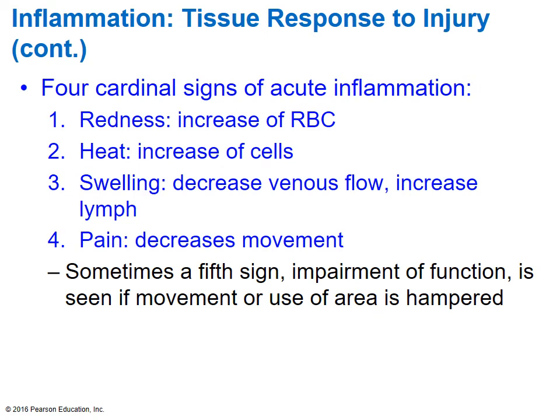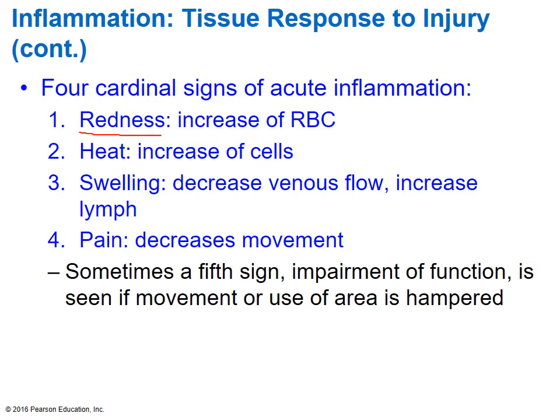There are 4 cardinal signs of acute inflammation. These are the signs that will always make an appearance. The first one is what they like to call redness. If you hurt yourself, that particular area, when it induces inflammation, is going to have a redness to it, and that is due to the fact that whenever you have inflammation, we're going to increase the amount of red blood cells that come to that location, partly because we're going to use the red blood cells to increase our oxygen drop-off and pick up our carbon dioxide, so we can speed that up in that particular injured site.